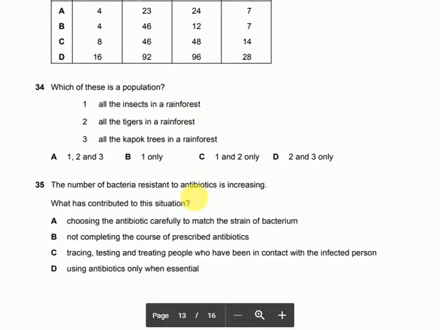Which of these is a population? Insects is actually an ecosystem, as there are many different species of insects, while tigers and carboxyles are each a single species. Carboxyles are a single species of trees, and tigers are a single species of animals. So it's 2 and 3, and the answer is D.